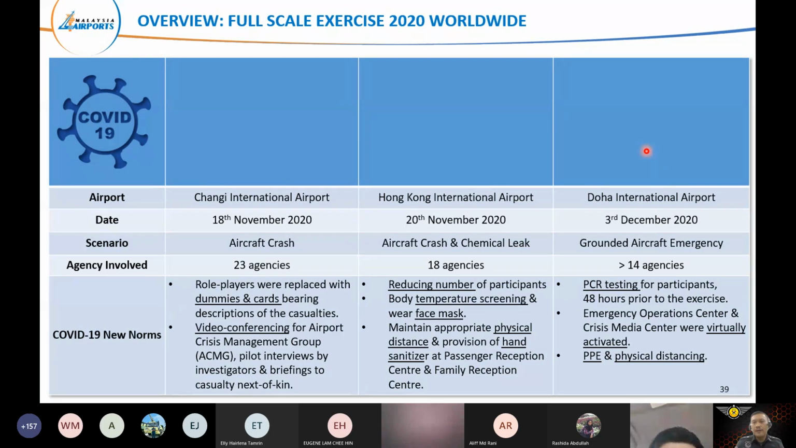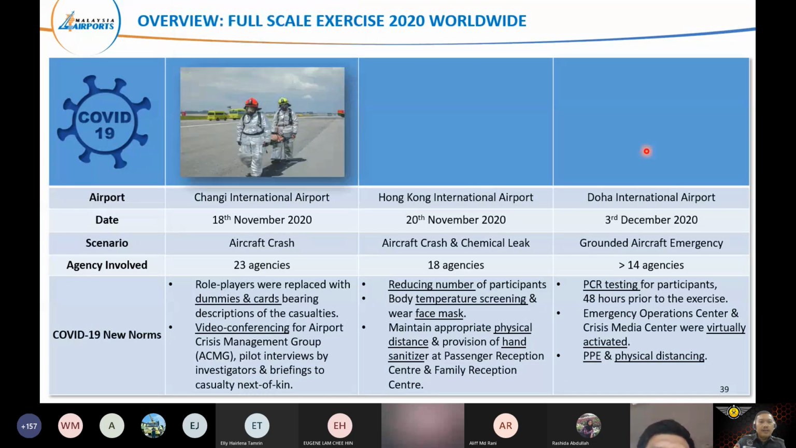What did other airports do during the pandemic last year? For Changi, on 18 November 2020, they still conducted a full-scale exercise involving 23 agencies. What is the mitigation for COVID-19? They replaced the role players. Normally, we use humans as the role players for casualties, but in Changi, they replaced them with dummies and cards or mannequins. Each card and dummy has some description of casualties, what type of injury, etc.